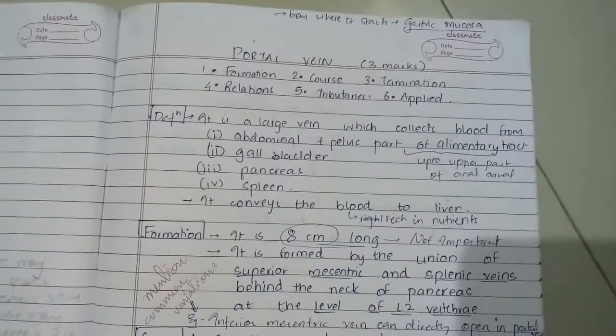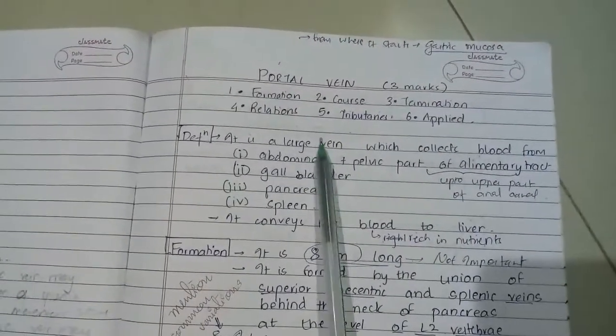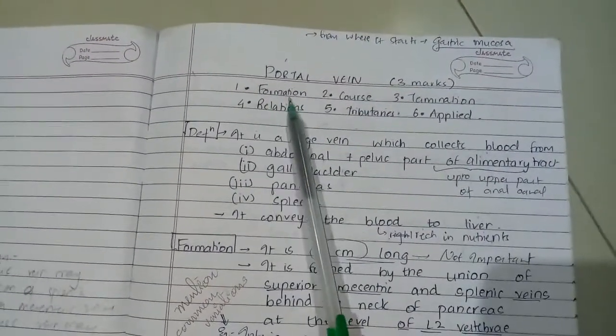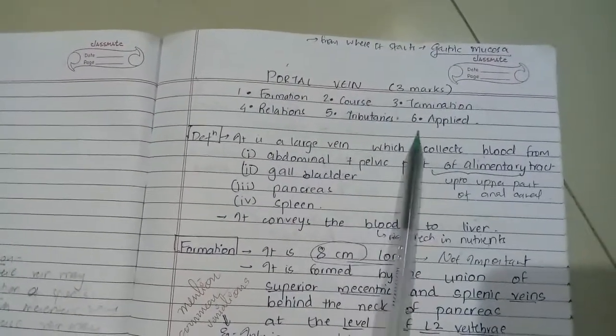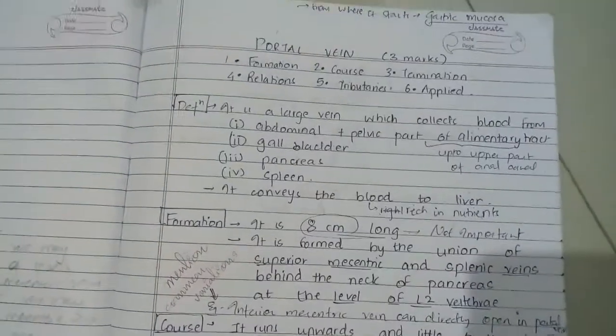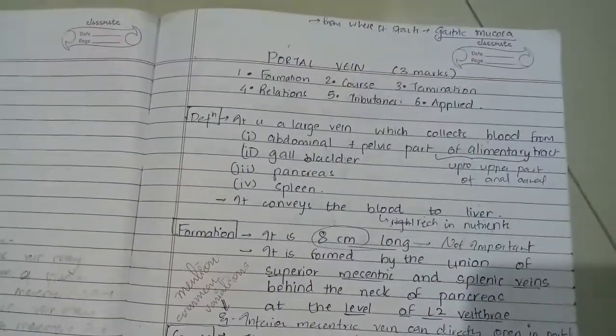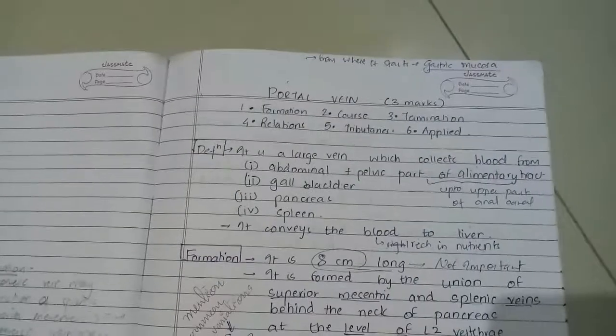It is an important 3 mark or 5 mark question, but I have written about 3 marks. Now I've mentioned the subtopics that you have to mention, that is formation of portal vein, course, termination, relations, tributaries and applied. Now it is up to you: if you have time you can write applied, because it is not compulsory to write applied in a 3 mark question, but it is definitely necessary to write applied aspects in a 5 mark question.